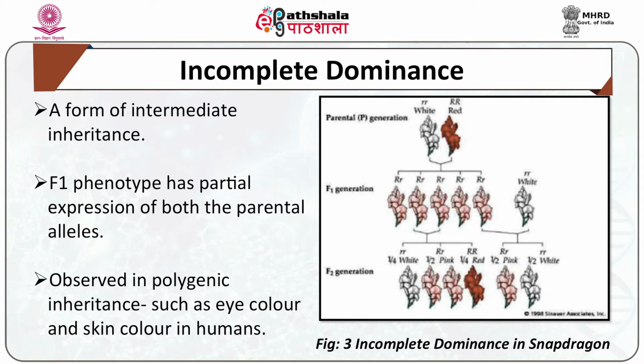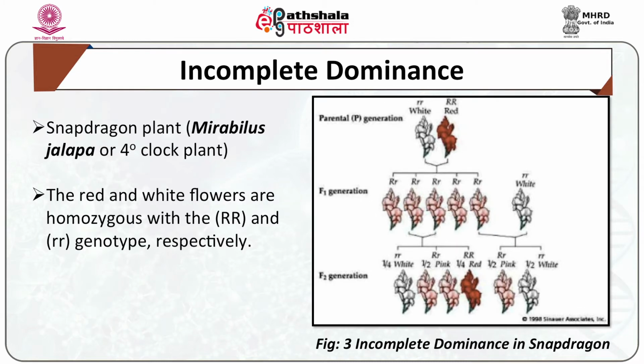This F1 phenotype is the result of the partial expression of both the parental alleles. This is observed in the polygenic inheritance of traits such as eye color and skin color in humans. In a snapdragon plant, Mirabilis jalapa or 4 o'clock plant, the parental phenotype of the flower is either red or white in color. But when red and white are crossed with each other, they get pink color in F1 progeny, as shown in figure 3.